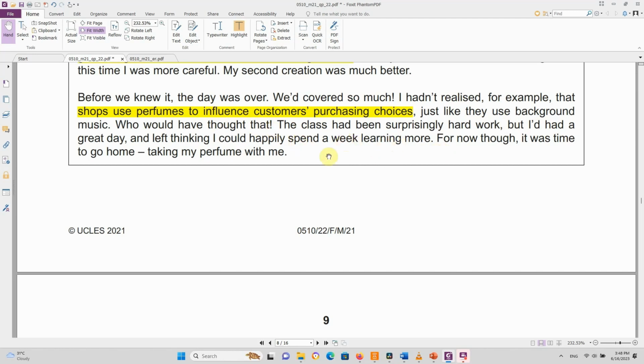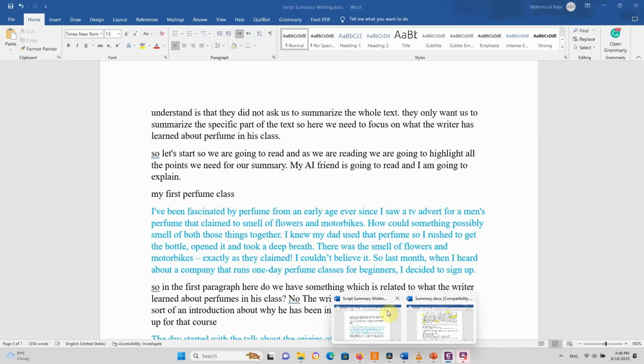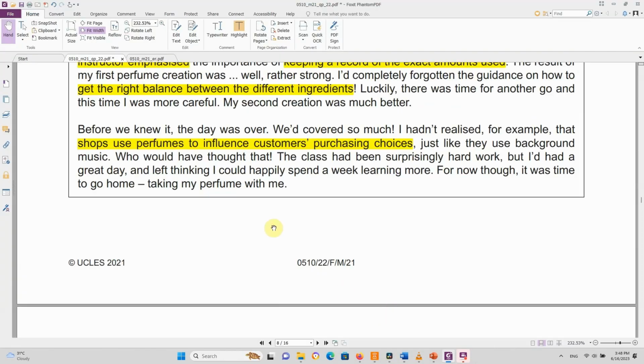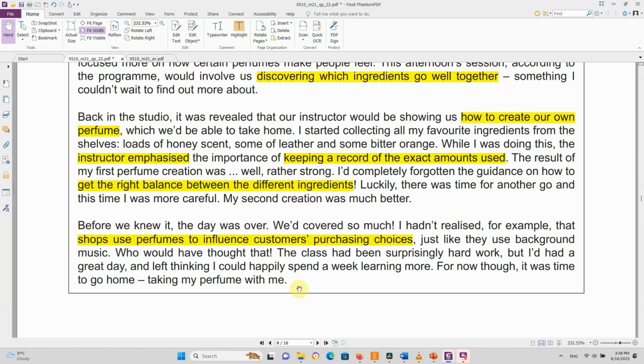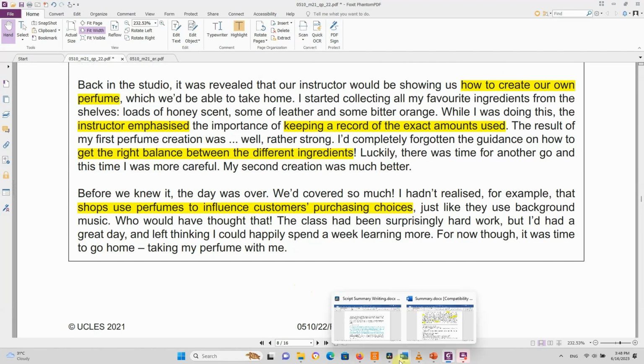So after reading that, we were able to get how many points here? 1, 2, 3, 4, 5, 6, 7, 8, and 9. So that's great because we actually need 8 points. Our job now is to rewrite these points in 120 words. We cannot write more than that, and we cannot write less than 100.